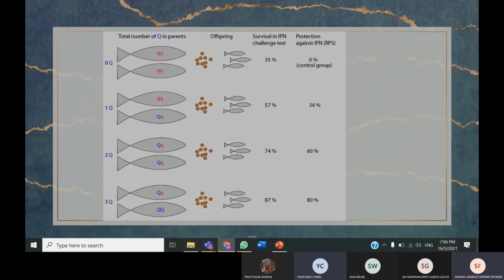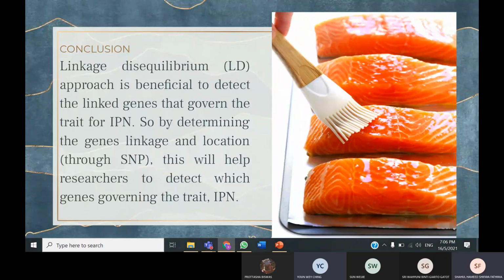For the conclusion part, the linkage disequilibrium LD approach is beneficial to detect the linked genes that govern the threat for IPN. So by determining the genes' linkage and location through SNPs, this will help researchers to detect which genes govern the threat of IPN.